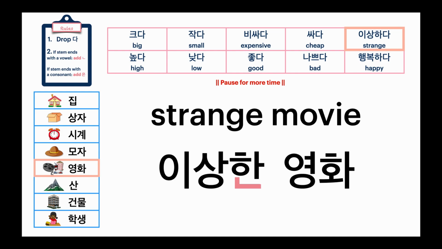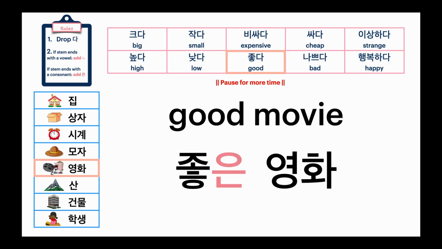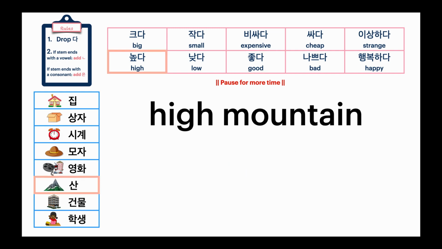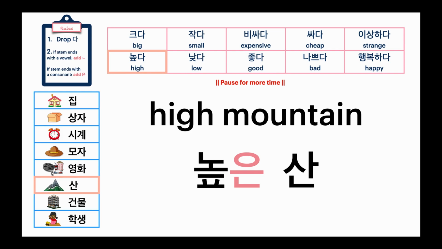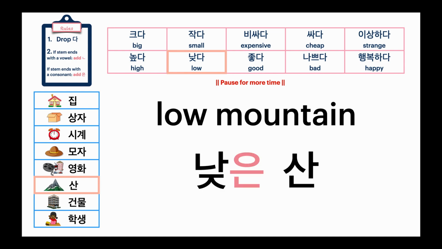이상한 영화. Good movie. 좋은 영화. High mountain. 높은 산. Low mountain. 낮은 산.